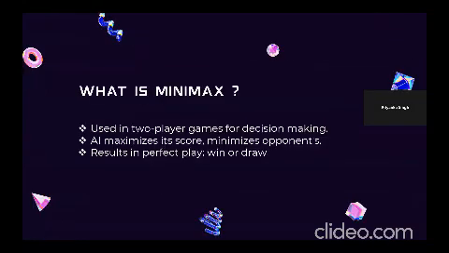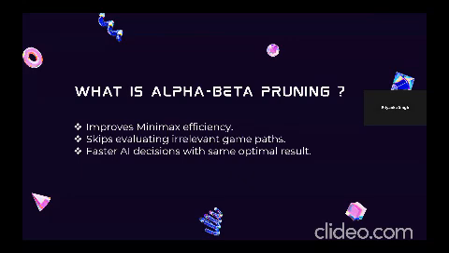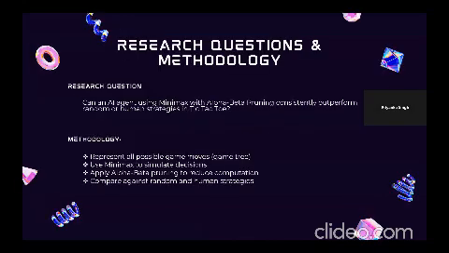What is the Minimax algorithm? It is a decision-making algorithm used in two-player games. It assumes the opponent plays optimally and chooses moves that minimize potential loss while maximizing the AI's gain. It results in perfect play, either a win or a draw. What is alpha-beta pruning? Alpha-beta pruning improves Minimax by cutting off unneeded branches. This means faster AI responses without changing the outcomes.